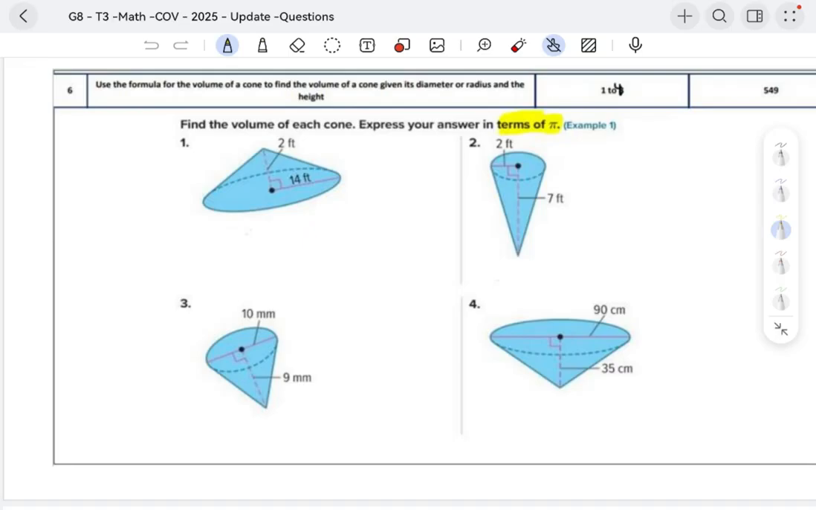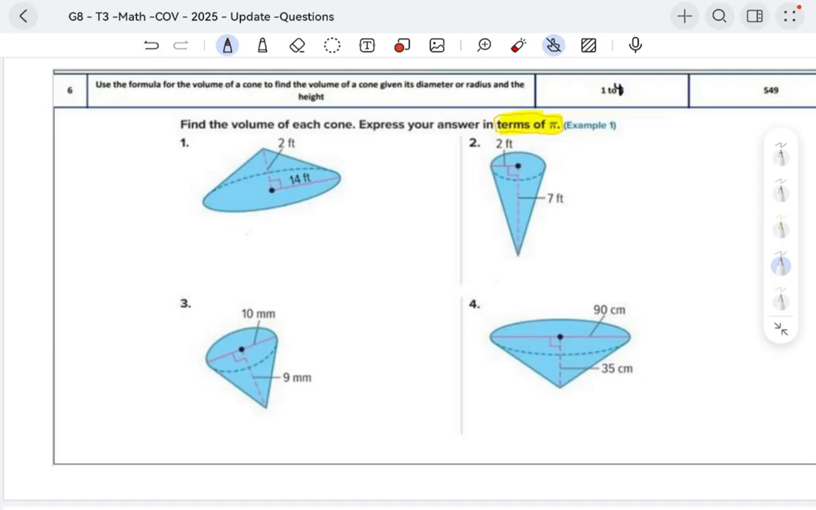Okay, now for this part they ask us to find the volume for each cone in terms of pi, so no need to substitute the value for pi. Keep it as it is. Okay, I want you to try. Pause the video, try to solve these questions by yourself and then check your answers with us.